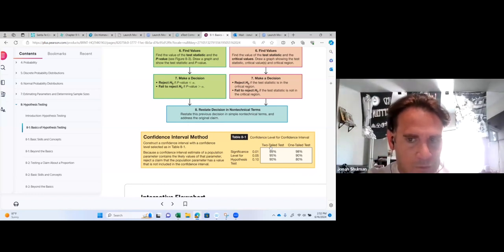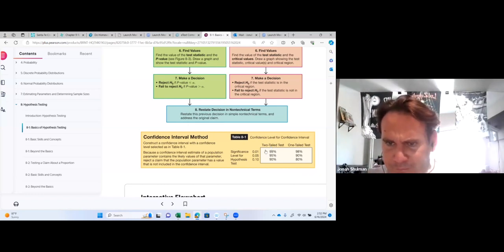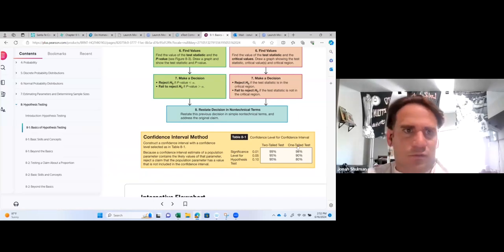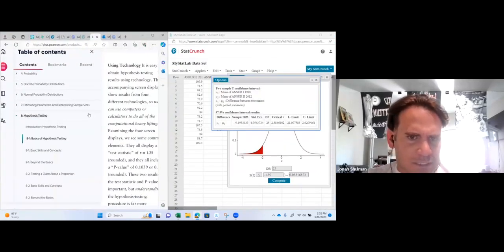I'll do it by hand too, but a two-tailed test at 0.01 is 99%. A one-tailed test at 0.01 is 98%. A 0.05 two-tailed test is 95%, and one-tailed is 90%. A hypothesis test for 0.10 is 90% and one-tailed is 80%. So let's do it. That was annoying, but I have this. And I'm not even going to look at the exact steps to get that 80% because I saw the table.